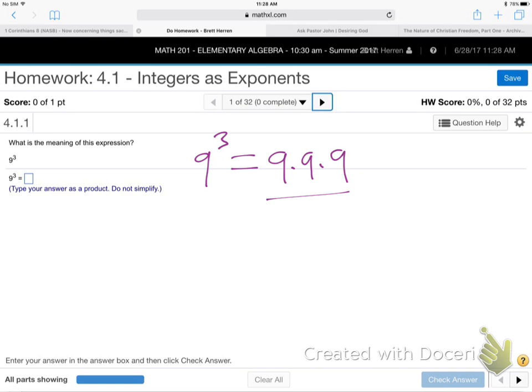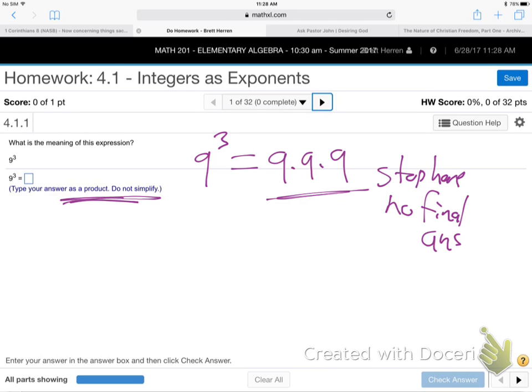And we're just going to stop here. No more, no final answer. How do I know? Well, right over here it says, do not simplify. Just leave it. They just want to make sure you're really clear. What is 9 to the third? It means 9 times 9 times 9. Just want to make sure you're clear on the meaning of that. Is that good? 9 to the third means 9 times 9 times 9.